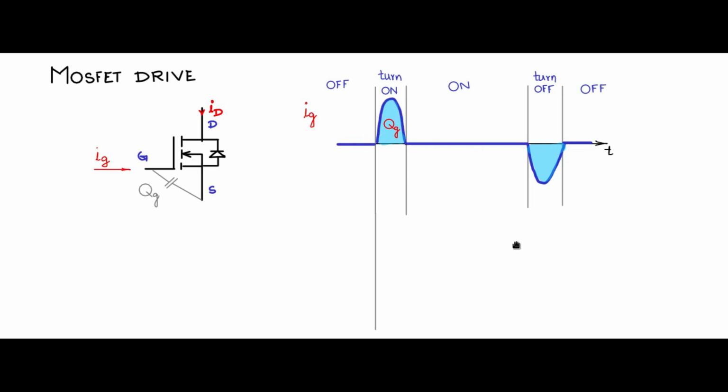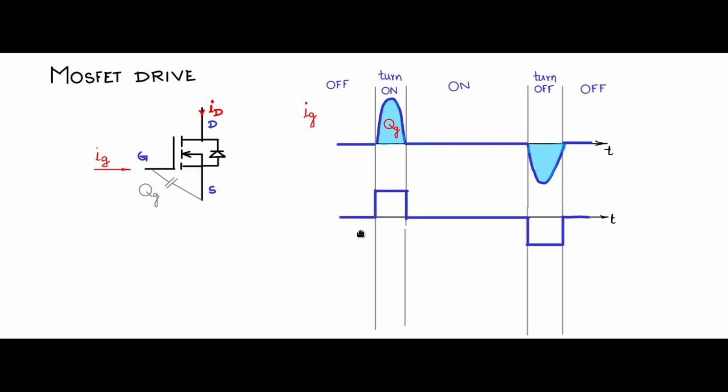Now as it is a charge control device or a voltage control device, you are actually not so much interested in the shape of the current as long as I am able to give the required gate charge. So you can also give the gate current in this fashion, a pulse gate current like this. The area under that should be Qg. So as long as I am giving Qg amount of charge, the MOSFET will turn on.